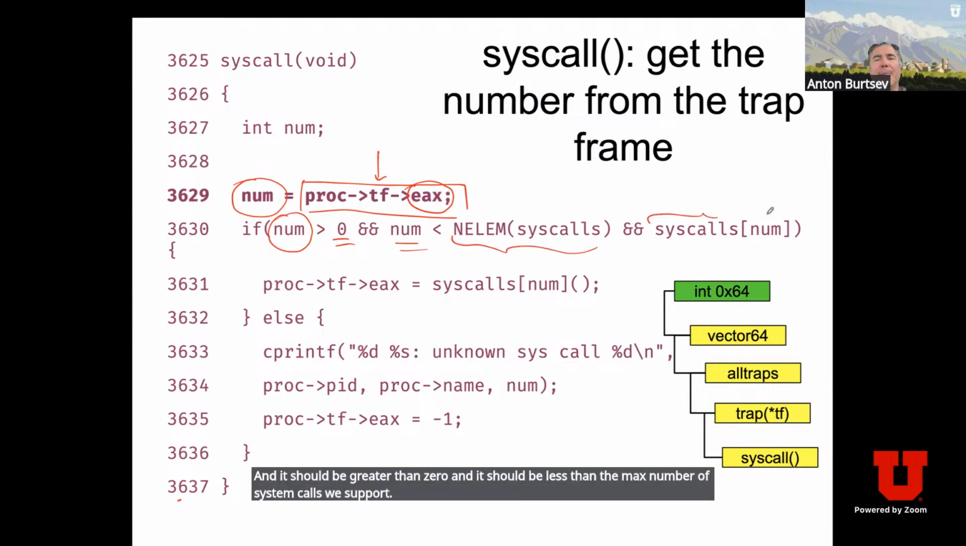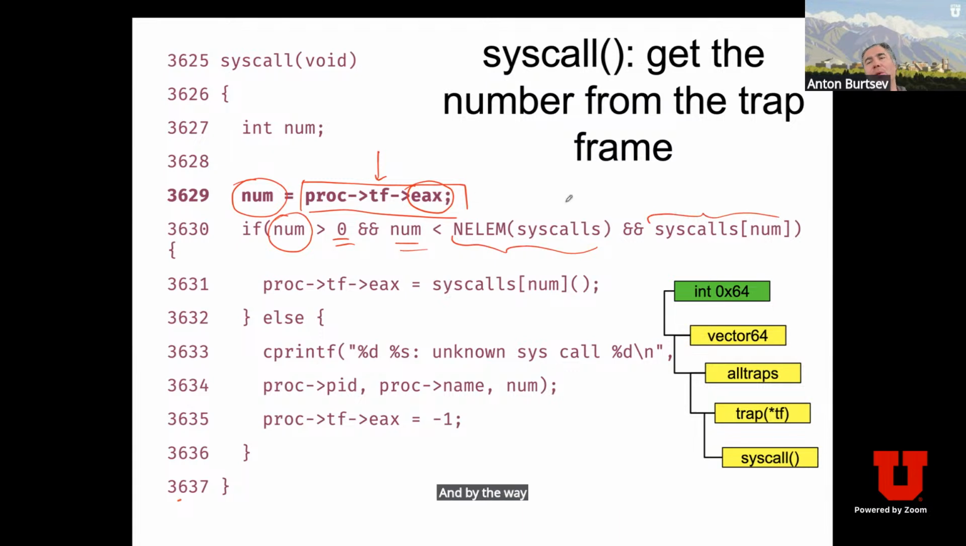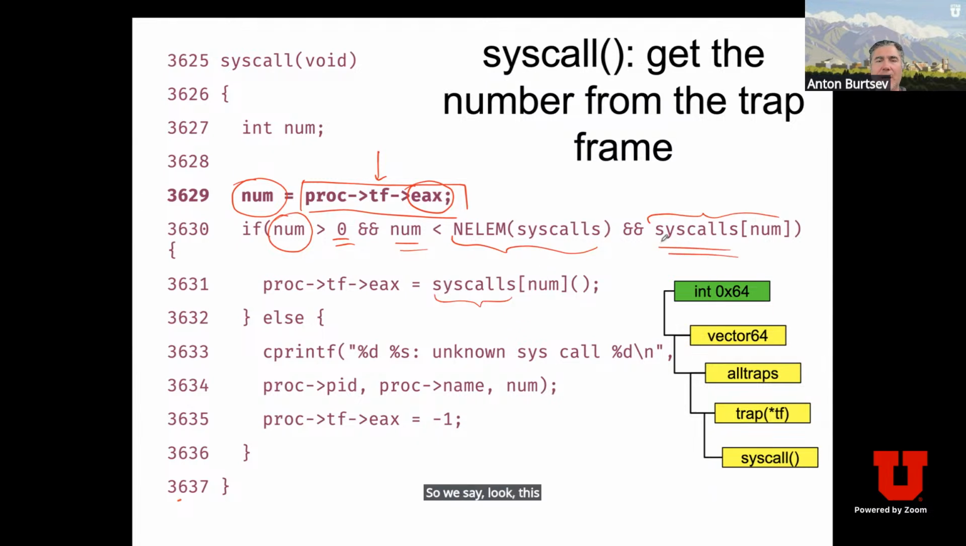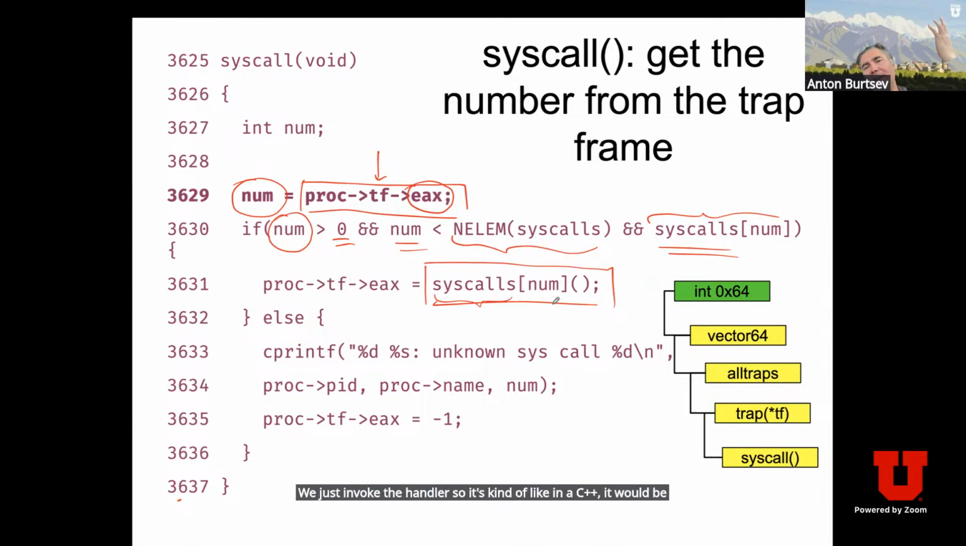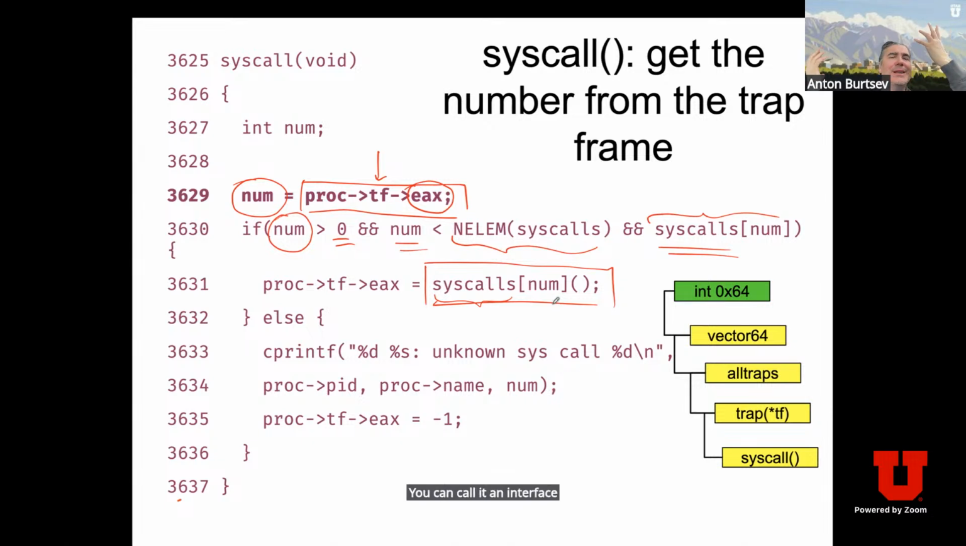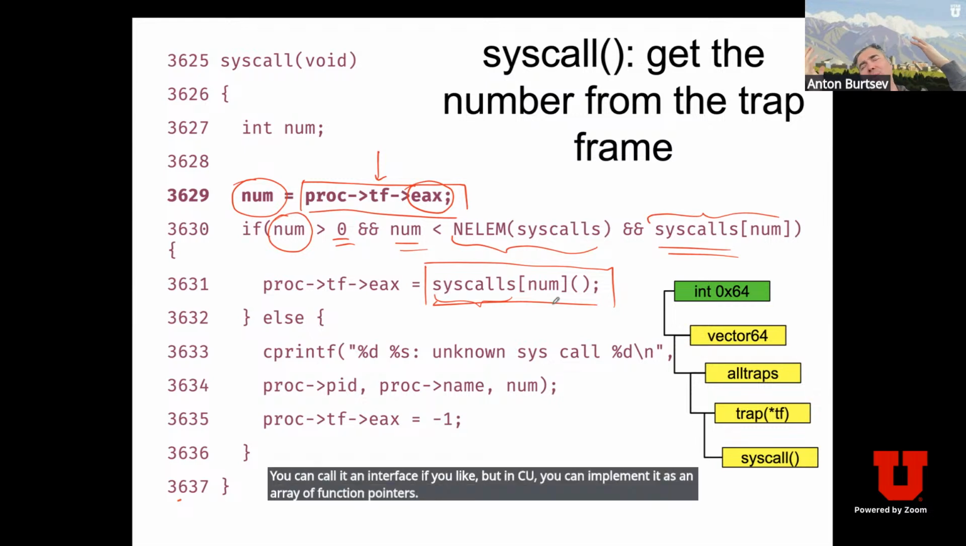And by the way, in order to invoke a system call, we maintain them as an array of function pointers. So we say, look, this array value has to be non-zero. We have to initialize it. We just invoke the handler. It's kind of like in C++, it would be a virtual method or something like that. In Rust, it would be a trait or something. You can call it an interface if you like, but in C, you can implement it as an array of function pointers. And it doesn't have to be this way.